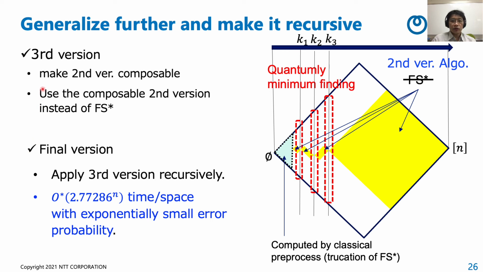Then we make the second version composable and use it as a subroutine to get a third version. We recursively apply the same argument and obtain the final algorithm. The final algorithm has time and space complexity of about 2.77 to the n with exponentially small error probability.